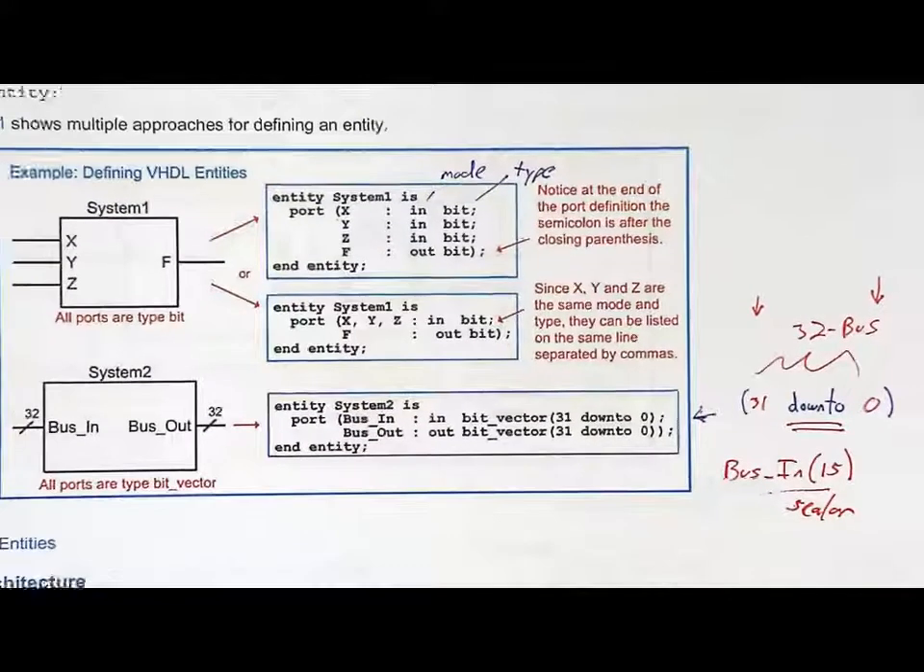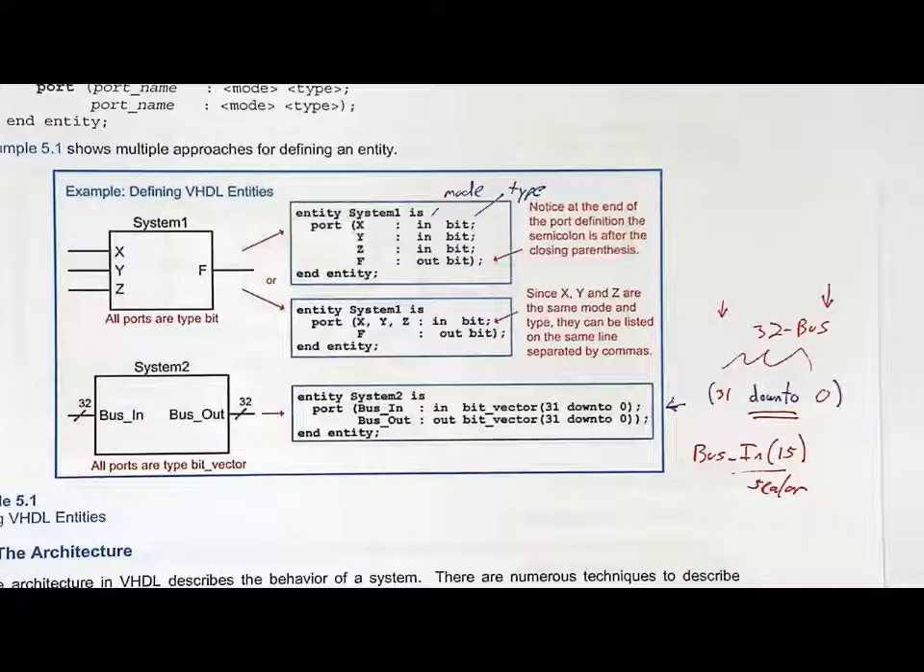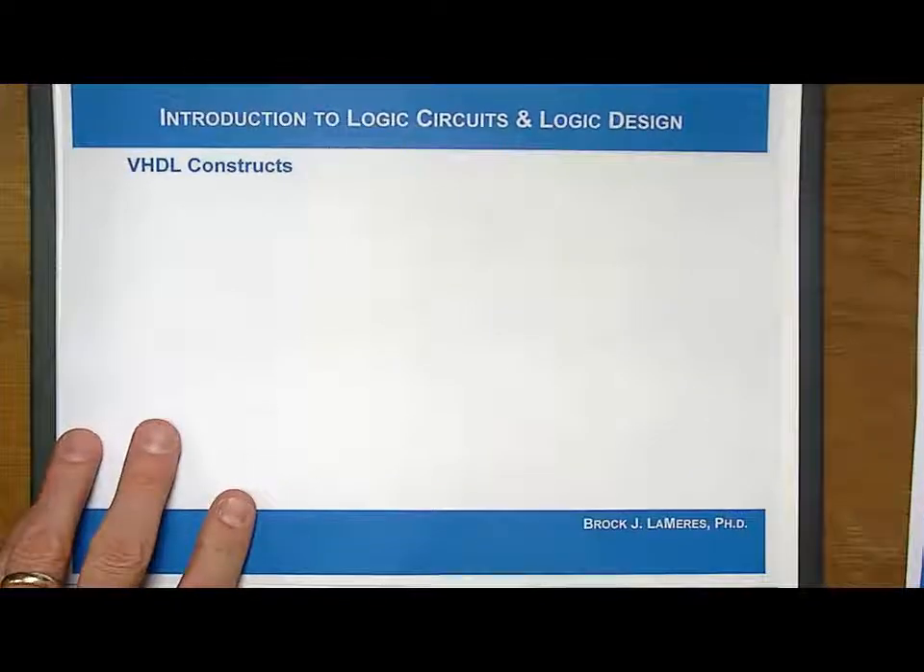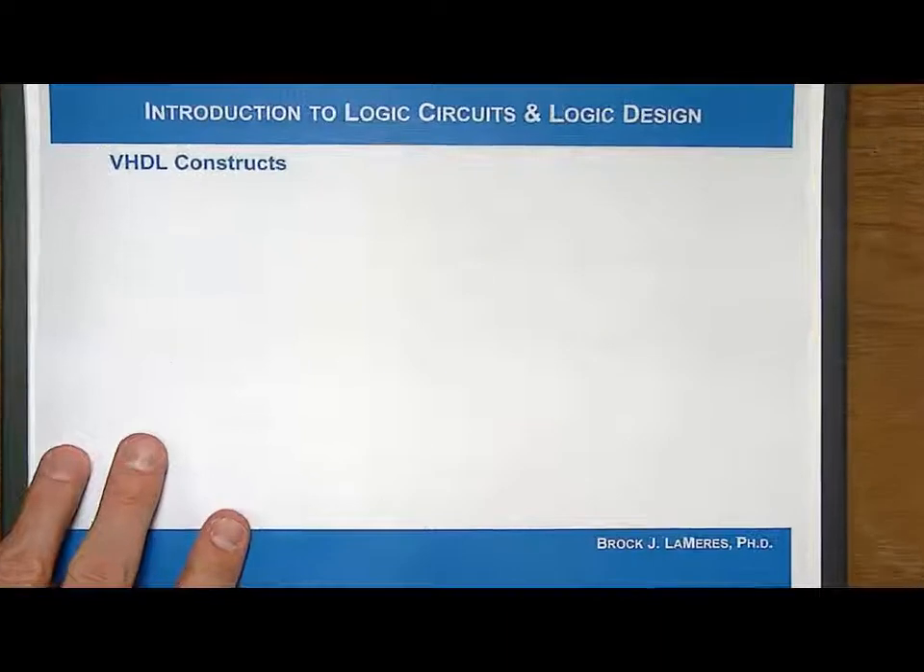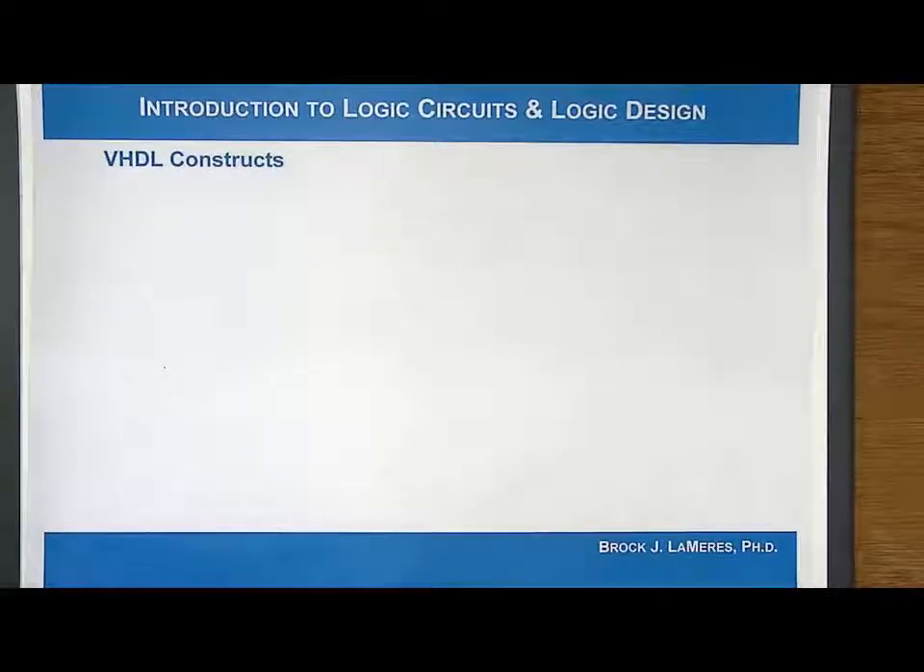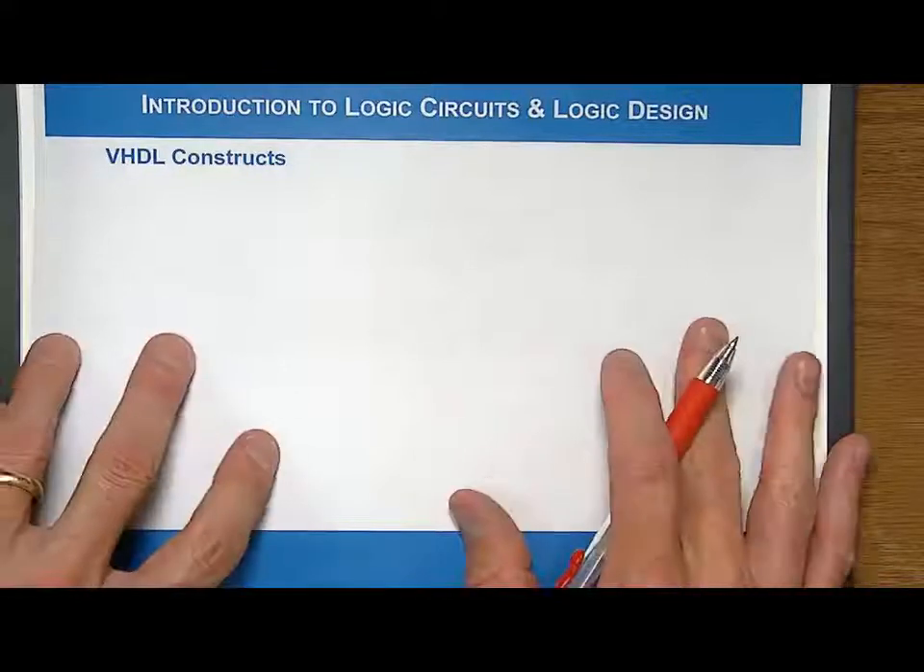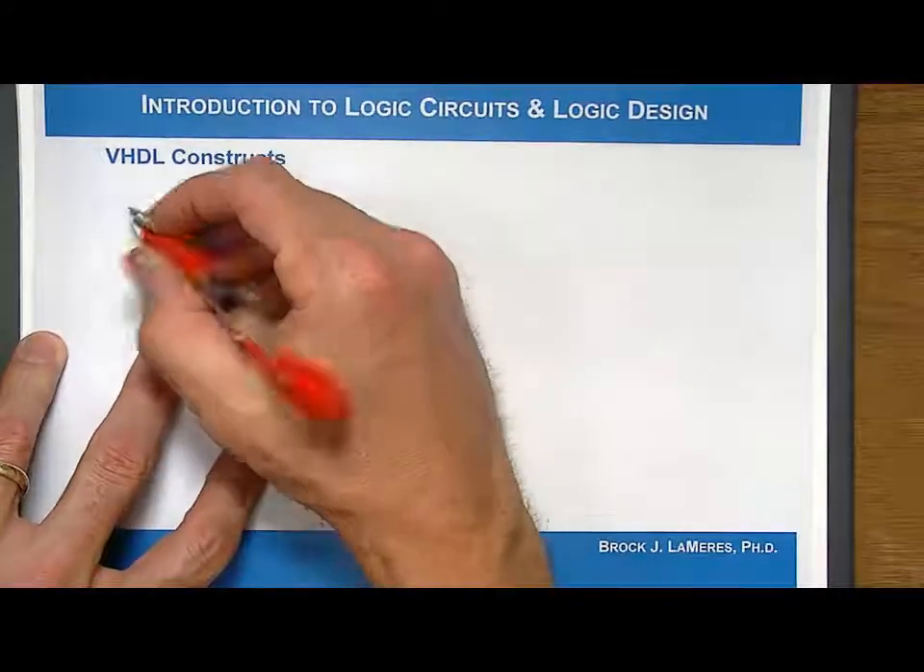And then we get to the architecture, and the architecture is really where all of the capability of VHDL comes together, and there's a lot of capability that can be included in the architecture. So we'll just talk about some very brief things, and then we'll do examples of specific modeling approaches in the next video. Okay, so within an architecture, you're going to do the following.